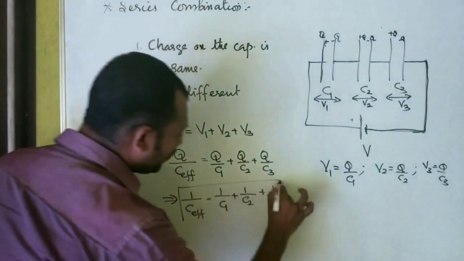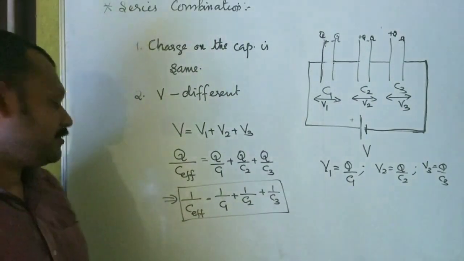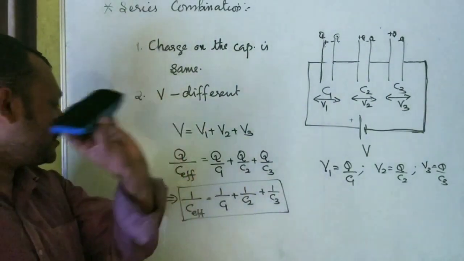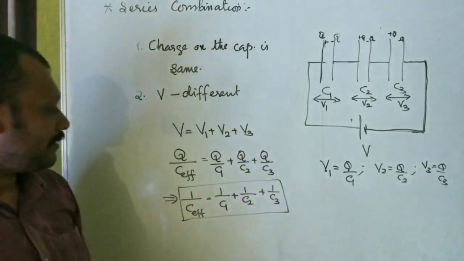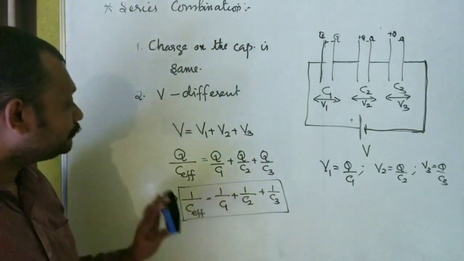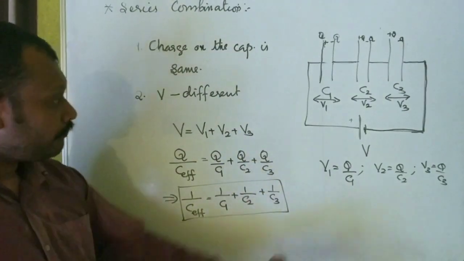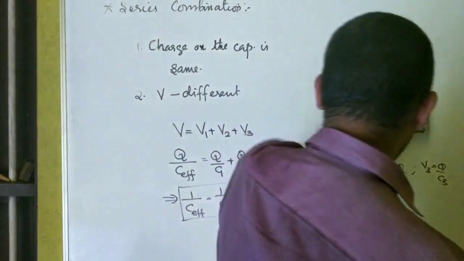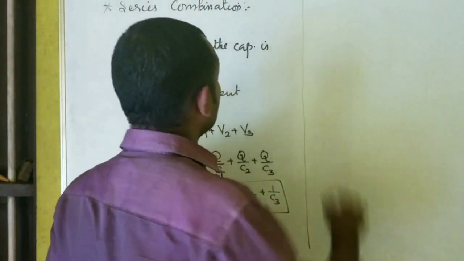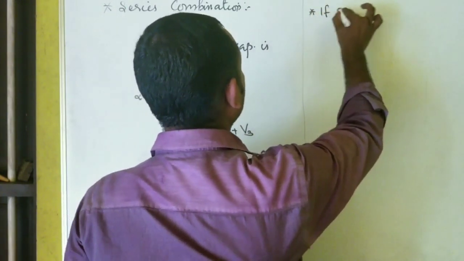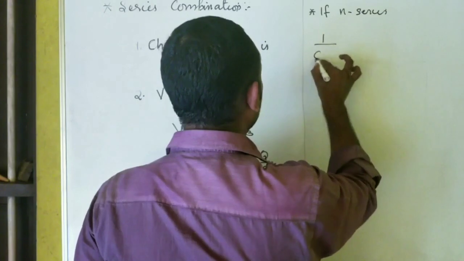This is the effective capacitance of the combination of capacitors connected in series. 1 by C effective is equal to 1 by C1 plus 1 by C2 plus 1 by C3. This is the answer when you connect 3 capacitors in series. Now we are going to generalize the answer if n capacitors are connected in series.